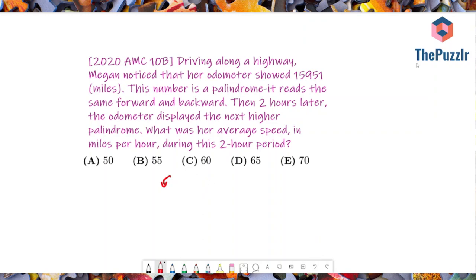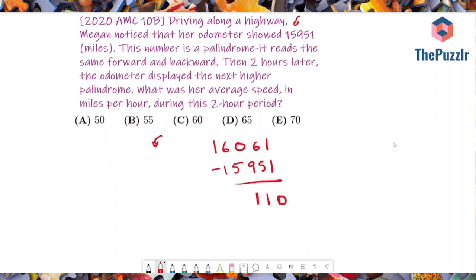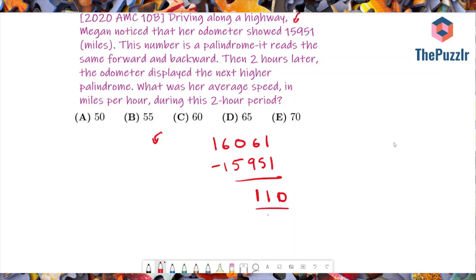So we have to go into the 1600s. So we have to increase the next number out here. And that would be 16061. Right? We can't have anything less than this. So our next one would be 16061. Subtract 15951 from this. That would give us 160 minus 159 is 110. So 110 divided by 2 hours gives us 55 as our answer.